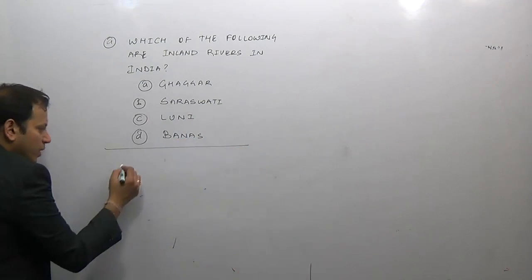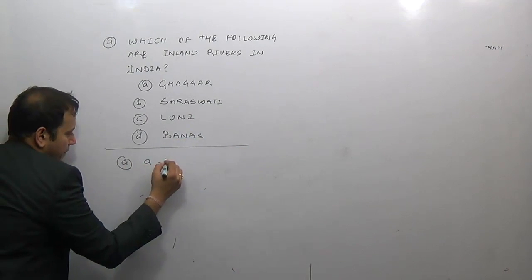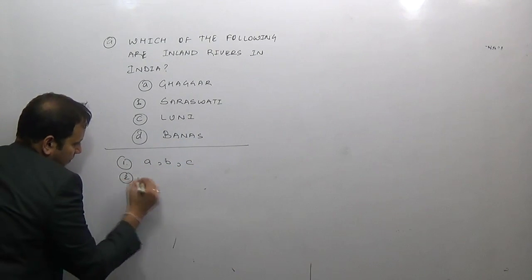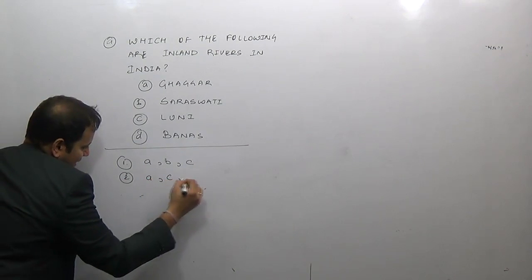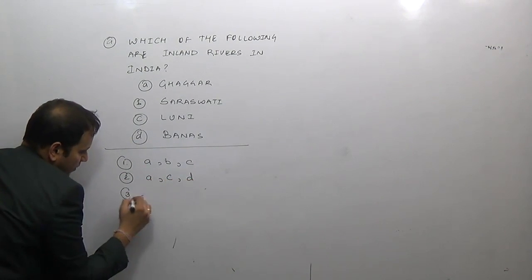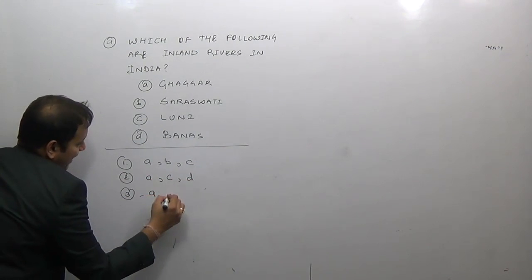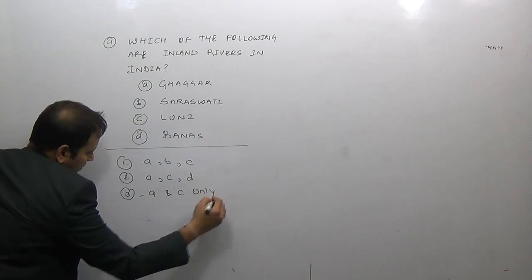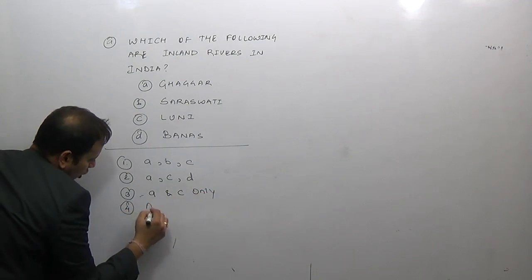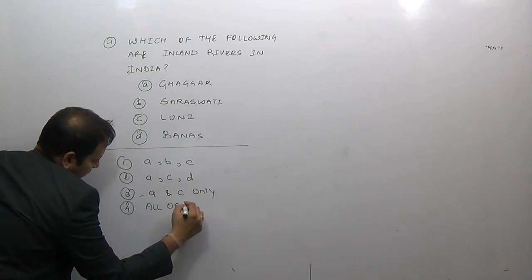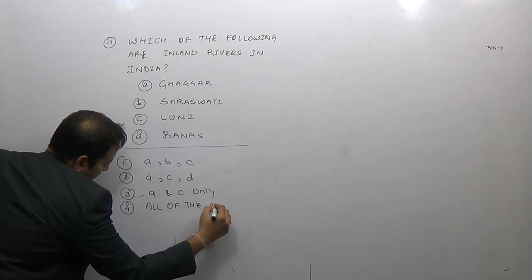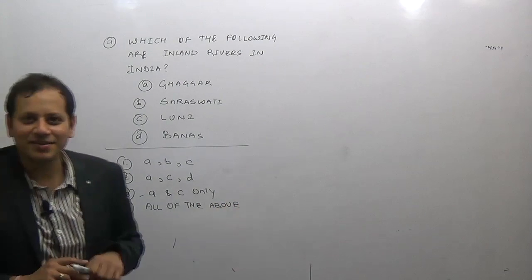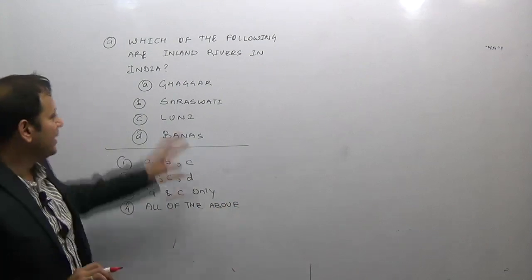Options I am giving you. One option is A, B, C. Second option is A, C, D. Third option is A and C only. And the fourth option is all of the above. So which are the inland rivers in India? All of the above are the inland rivers.